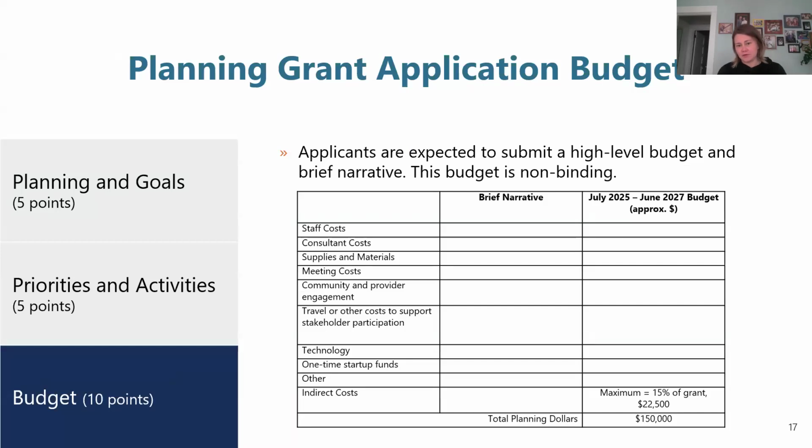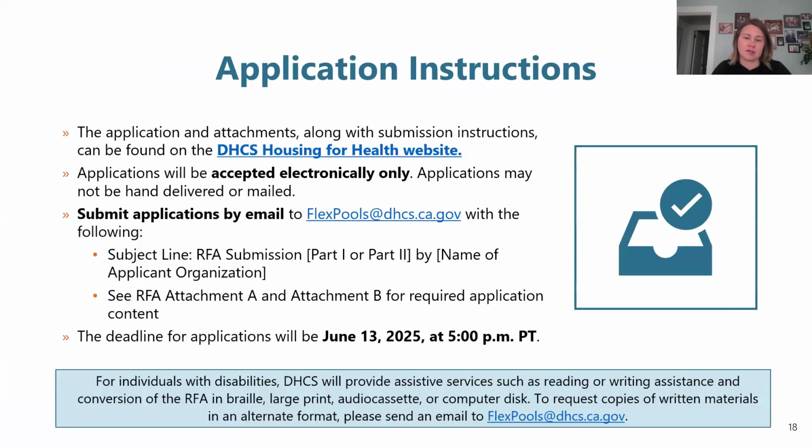So we are asking folks to submit a high-level budget and a brief narrative. We want to stress this budget is non-binding. We really just want to get a sense of where you think you might spend the planning money. You can see the template there, and when we say brief narrative, we do mean brief. There's just that little box next to each item that you're going to spend money on, where you will briefly justify the cost and how it relates back to your objectives. We'll go next slide. And I think I pass it back to Allison for this.